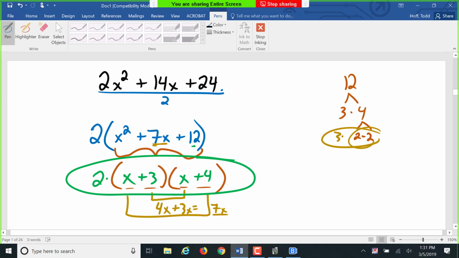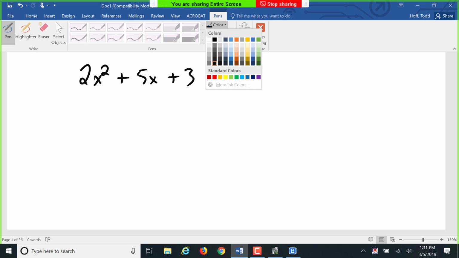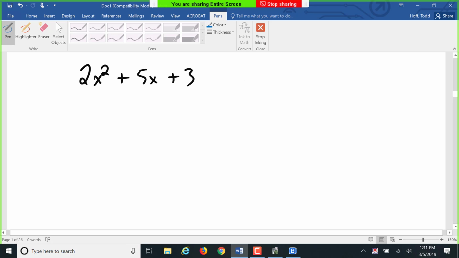It won't always be that the greatest common factor brings that x squared down to having no coefficient. We may have to deal with that x squared having a coefficient, like 2x squared plus 5x plus 3. Is there a common factor there? No. No common factor. It is a trinomial, so we're going to try to do reverse multiplication.